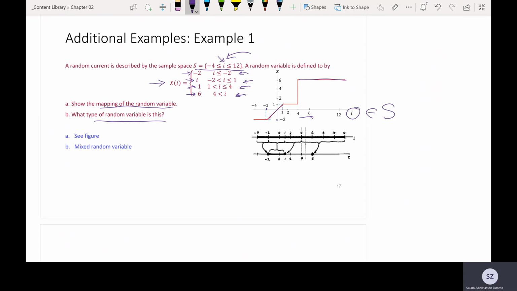And clearly it's a mixed random variable, because it takes some discrete values, as you can see here, 6, 1, minus 2, and it has some continuous part. Fine. Any question? Yes, sir.